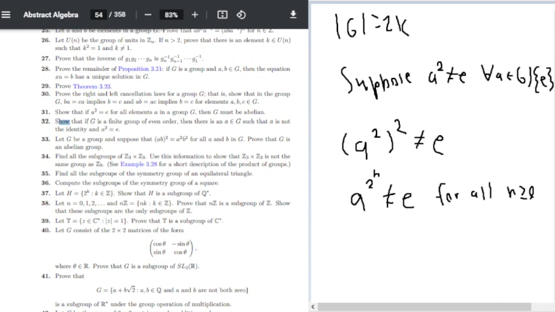Finite group of even order. So the finiteness is going to be used for a pigeonhole principle in this. And the even order is going to be used for more specific information, but so far the even information has kind of messed me up. Okay. All right.